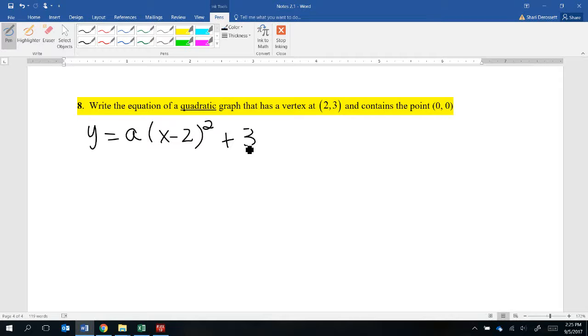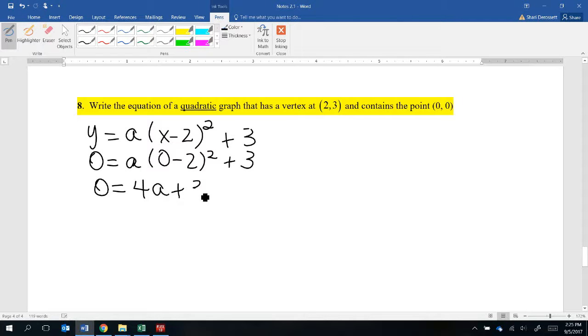Go ahead. Yeah, plug in what for x? 0 for x, and then what for y? 0. So I'm going to plug in 0 for y and 0 for x, and this is what I have to solve. If I solve this for a, then I know what a is, and I can write the function. So I'm going to have 0 equals negative 2 squared, which is 4a, plus 3.